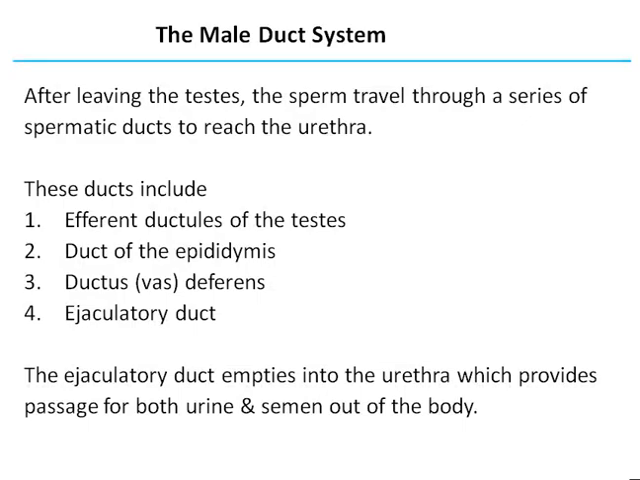So once the sperm leave the testes, they then travel through a series of ducts. The aim of it will be to get the sperm out of the body and into the female reproductive system. The ducts that we're going to look at at this point include the efferent ductules of the testes, the duct of the epididymis, the ductus or vas deferens, and the ejaculatory duct. Beyond this point, we then join up with the urethra, which provides the passageway for not only the male reproductive system, the gametes and the semen, but also for the urine from the renal system.